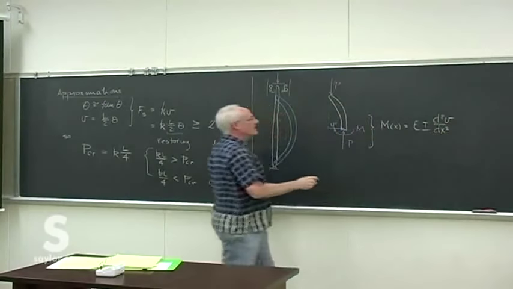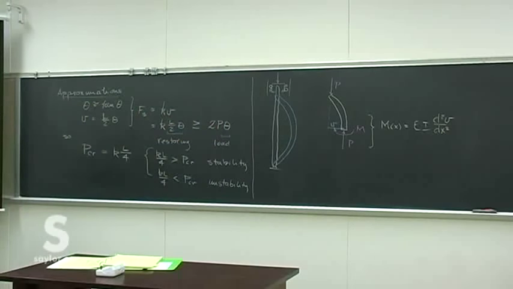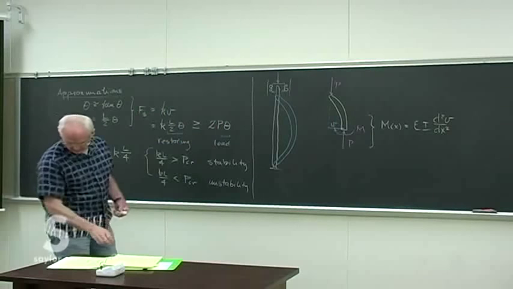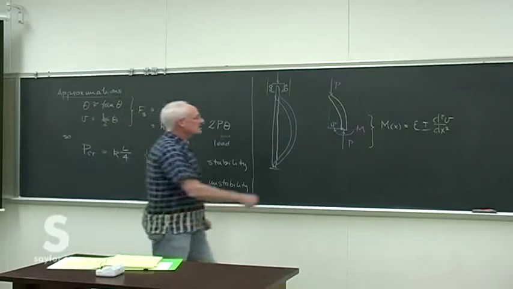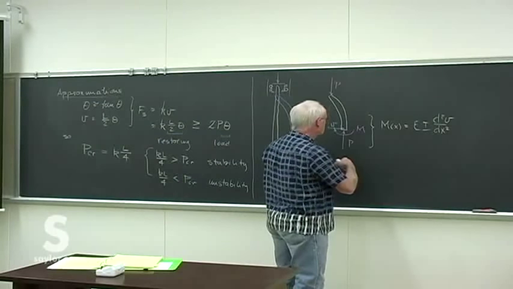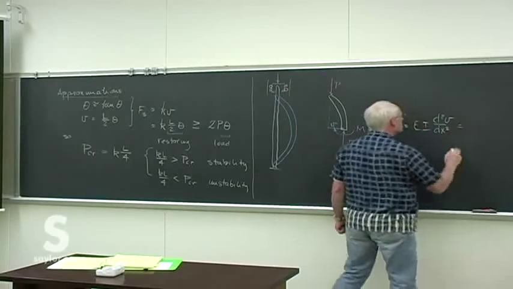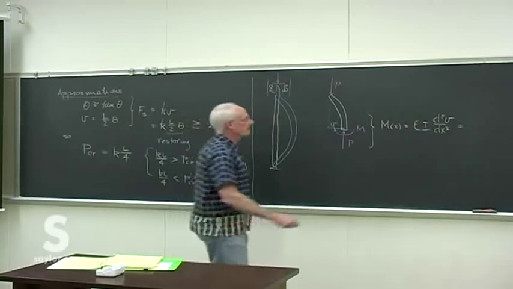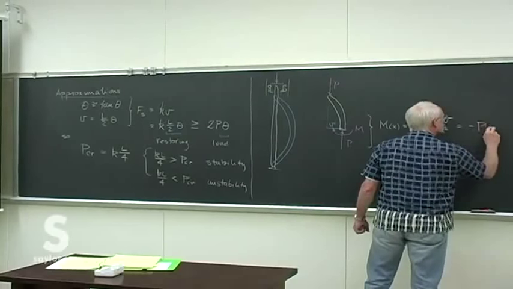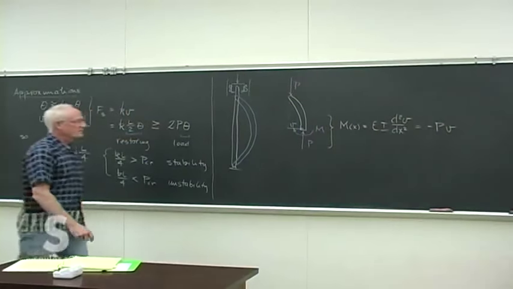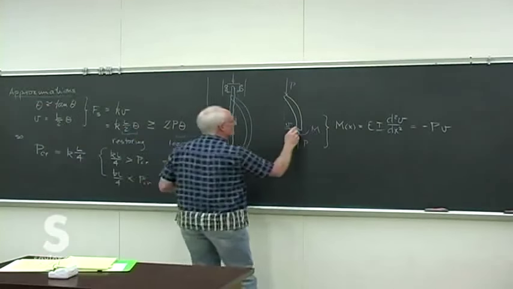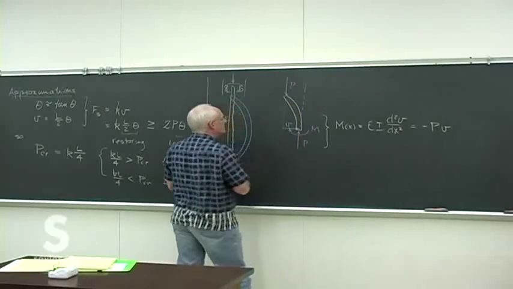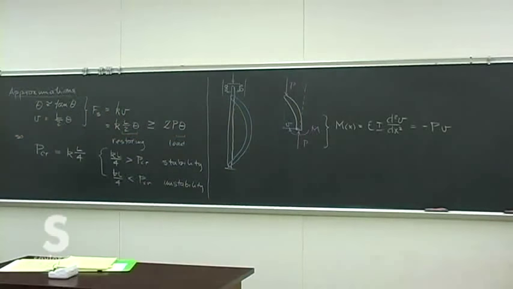And we know then that that moment is related to that amount of bending by one of our bending formulas. And that's just what the spring needs to oppose. So that's got to equal minus PV. That's the size of this couple. And it has to oppose that, so the minus sign.